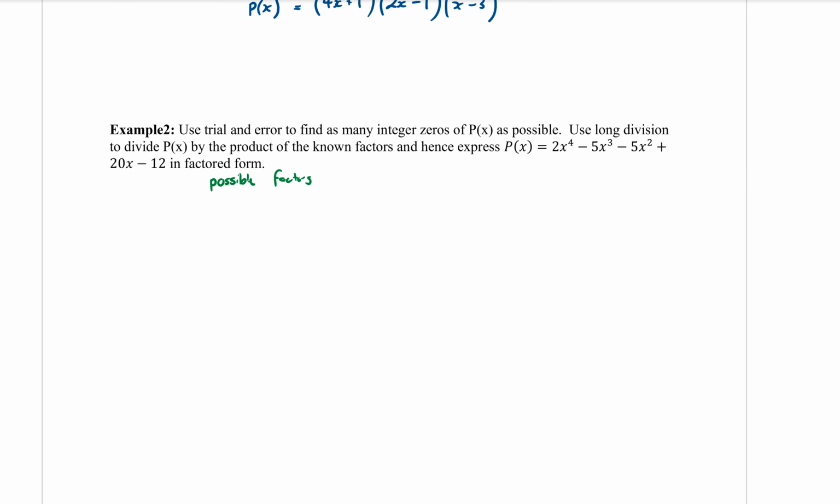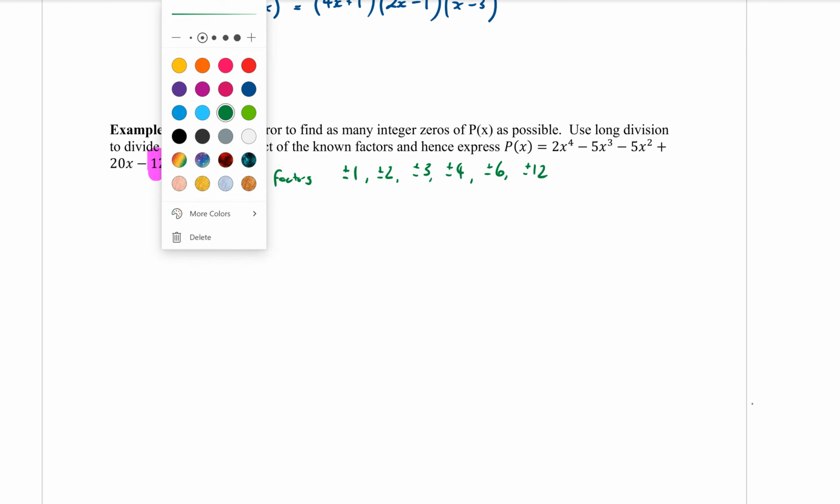So first of all, I look for possible factors. The possible factors come from this 12 here at the end. The possible factors of 12 are plus or minus 1, plus or minus 2, plus or minus 3, plus or minus 4, plus or minus 6, and plus or minus 12. So I need to start checking. I need to start subbing things into that equation to see which ones would work. So we usually start at 1 and we work our way up.